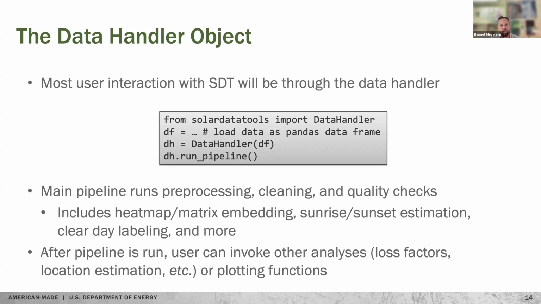The main pipeline runs the pre-processing, cleaning, and quality checks. This includes the heat map matrix embedding, sunrise and sunset estimation, again without the need for solar position, clear day labeling, and more. After you run that pipeline, the user can then invoke other analyses such as loss factor analysis, location estimation, and more, or use the plotting functions. And with that, I think that's the end of our introduction.